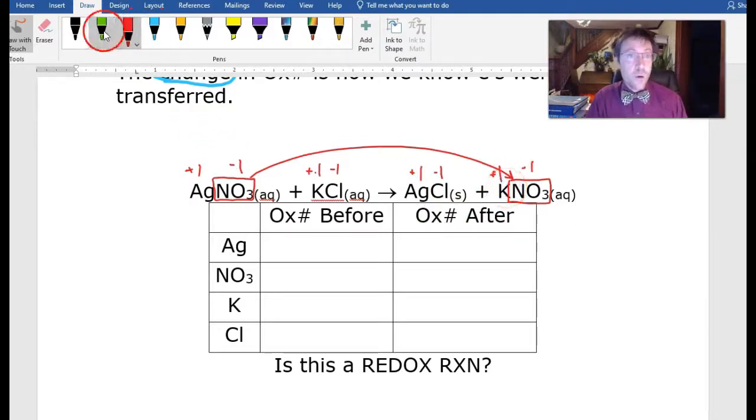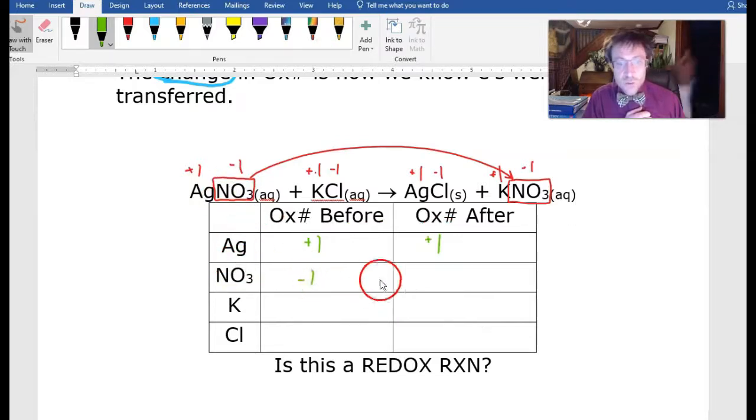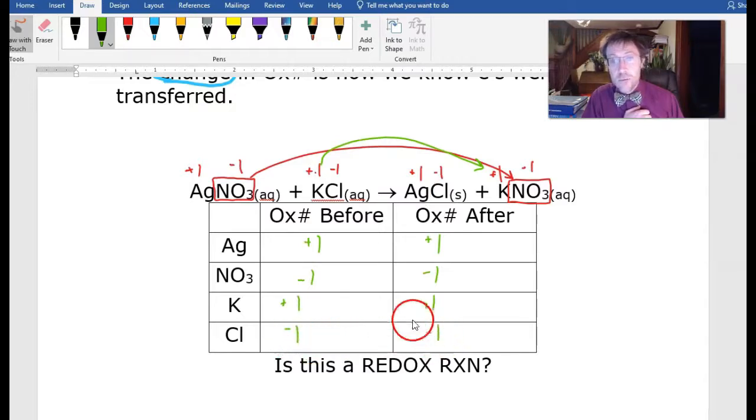So what we then need to do is start comparing. Silver started as +1 and ended as +1. No change. NO3 started as -1, ends as -1. No change. Potassium starts as +1 over here, +1 over there. No change. Chlorine -1, chlorine -1. Guys, is there any change here at all?